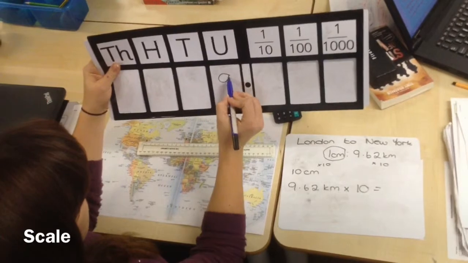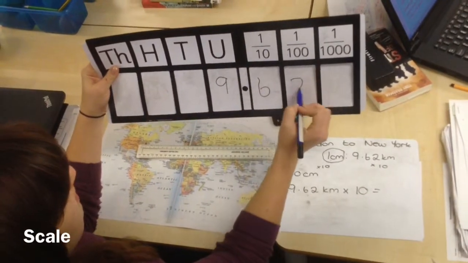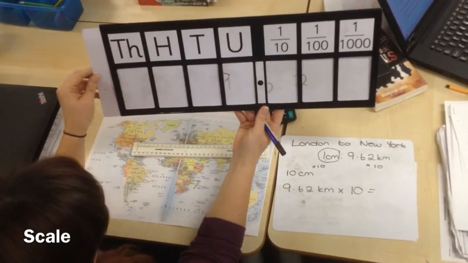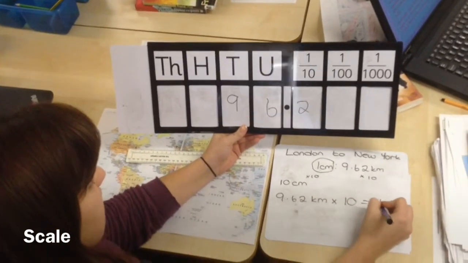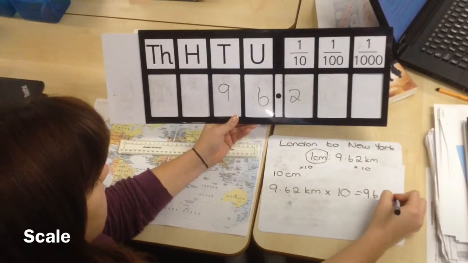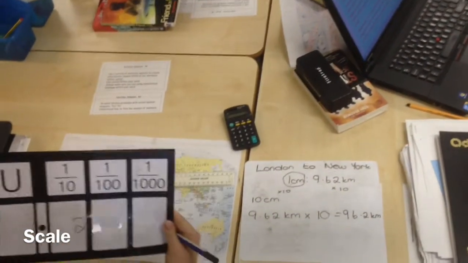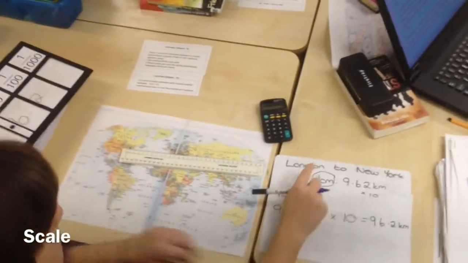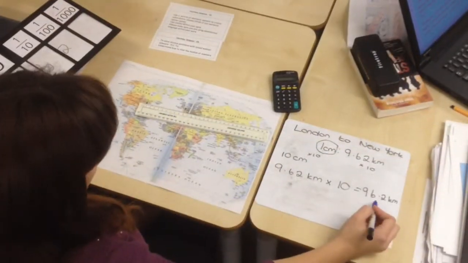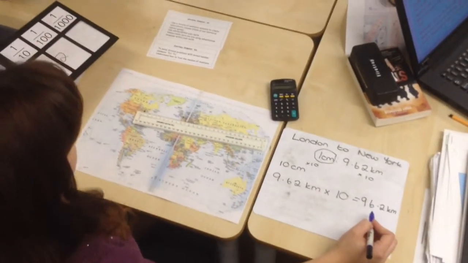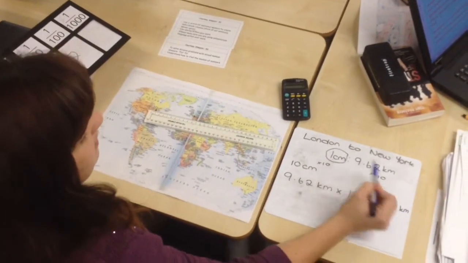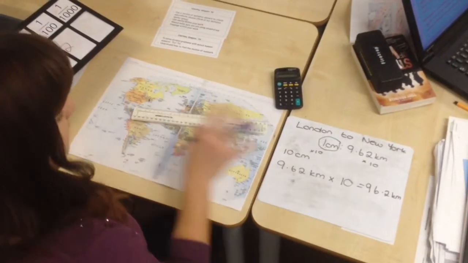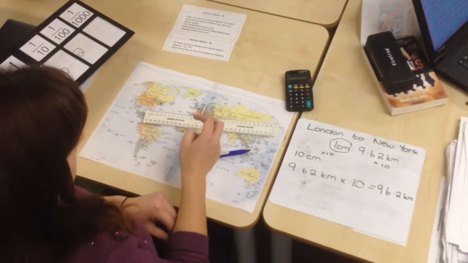So I'm going to write 9.62 in my place value slider. I'm going to slide it this way to see that the answer is 96.2 kilometres away. So working to this scale, I can see from London to New York, 96.2 kilometres. Obviously New York is a lot further away from London than that, but because we are using this scale and this map, that is how far it is away in this case.